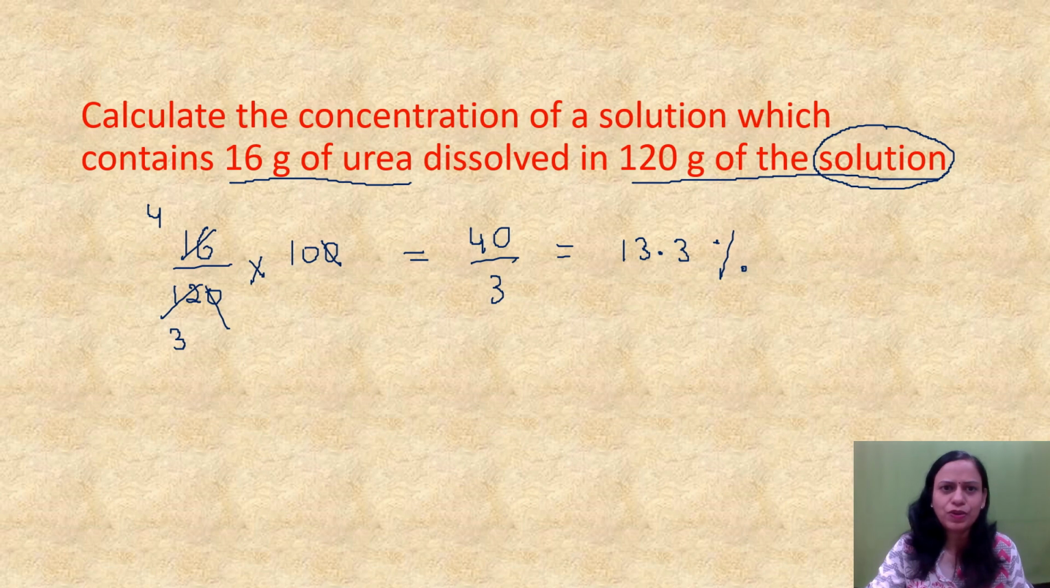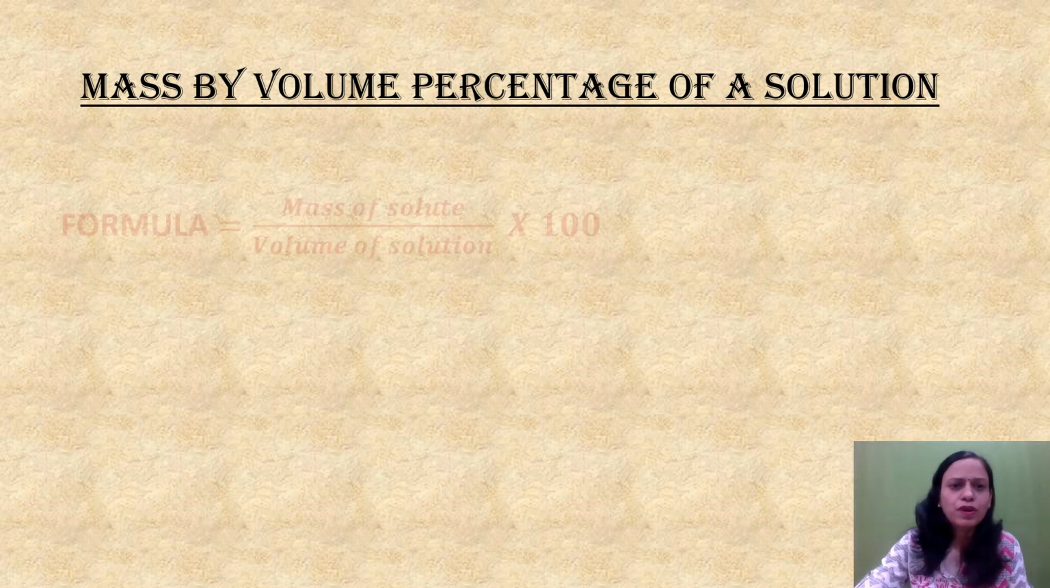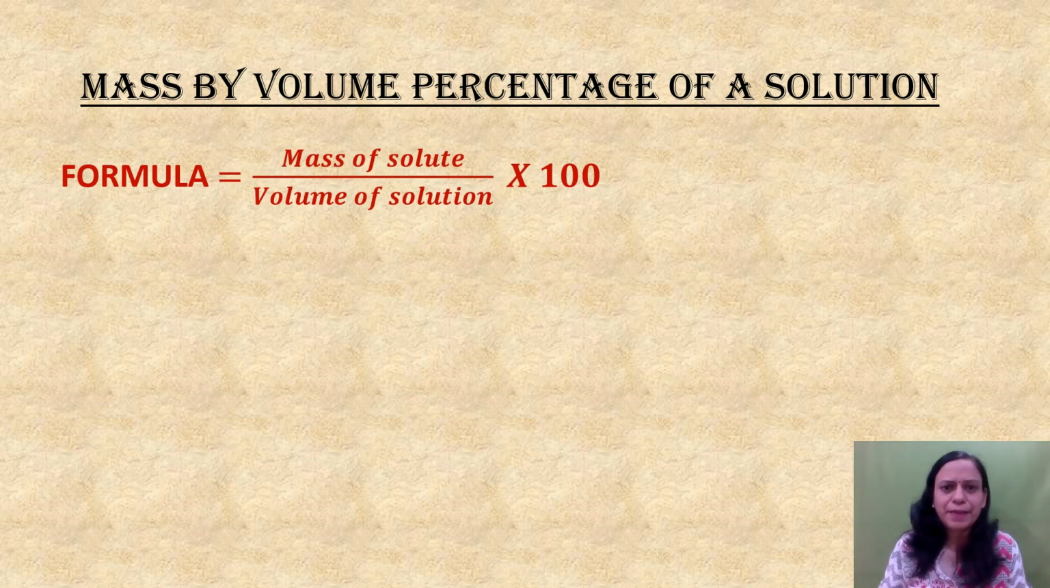Now let us have a look at the second formula. We call it the mass by volume percentage of a solution. In this type of questions, the solute is given in the units of grams, its mass is given, but the solvent is in the form of volume, that is the unit used would be liters or milliliters depending upon how much quantity is there. So the basic formula remains the same, but only a slight modification is there, that instead of mass here, we'll be using the term volume.